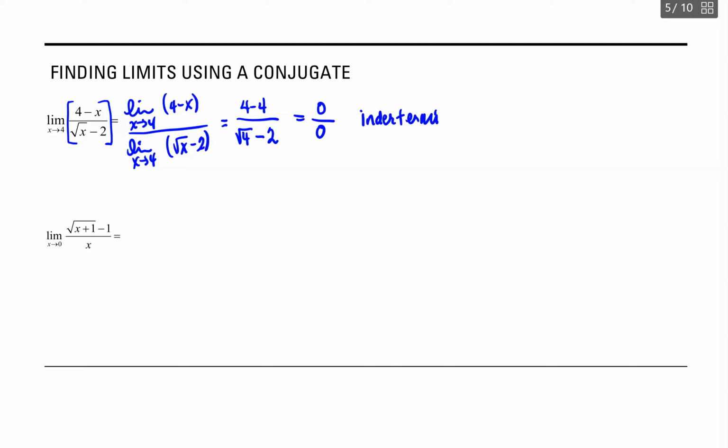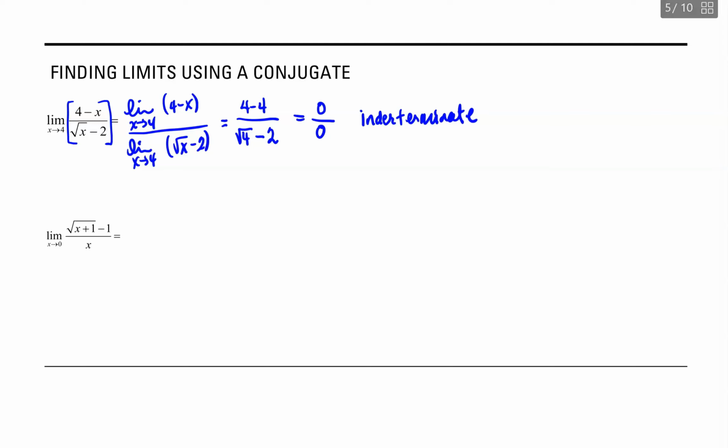So we need to use some algebra to help us write this function in a different form. So create an equivalent representation of the function, one that allows us to evaluate this limit. So the tool that we're going to use is the conjugate.